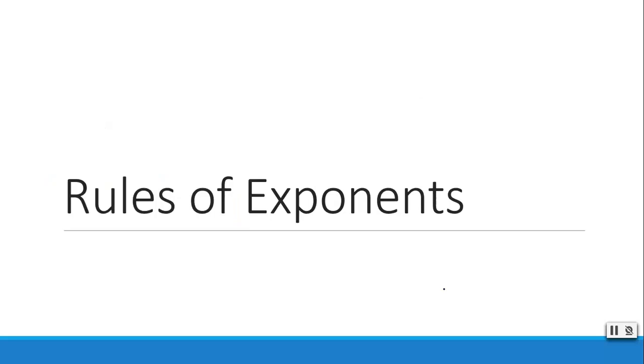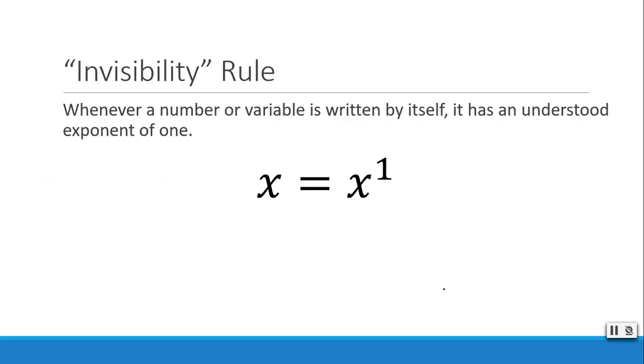So the first thing we want to look at is different rules of exponents. The first rule of exponents is the most basic. It's called the invisibility rule. Basically, whenever a number or variable is written by itself, it has an understood exponent of 1. I always encourage students, when you're working out problems that involve rules of exponents, if it doesn't have an exponent, just go ahead and write a 1 over the top of it.